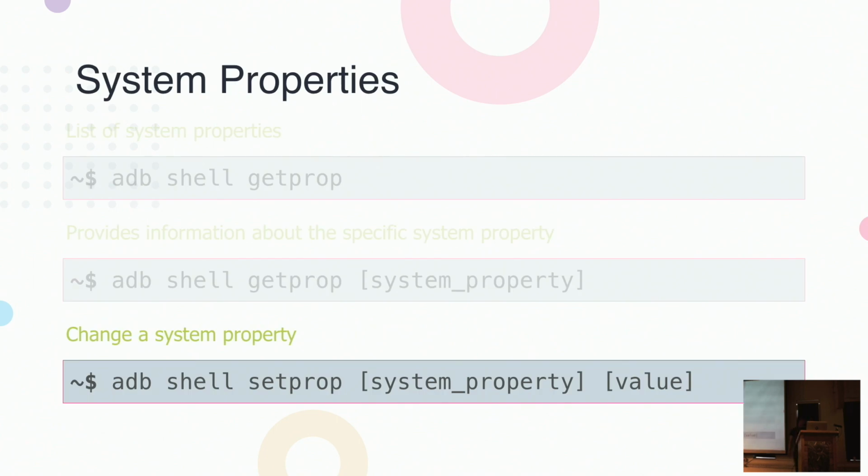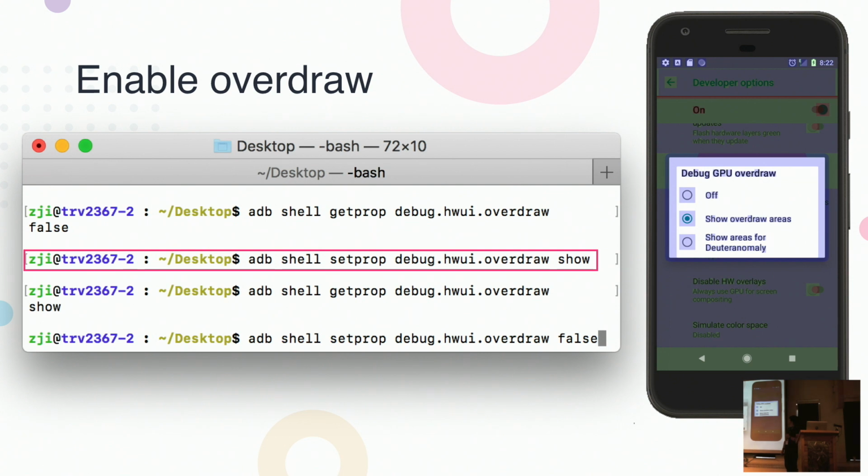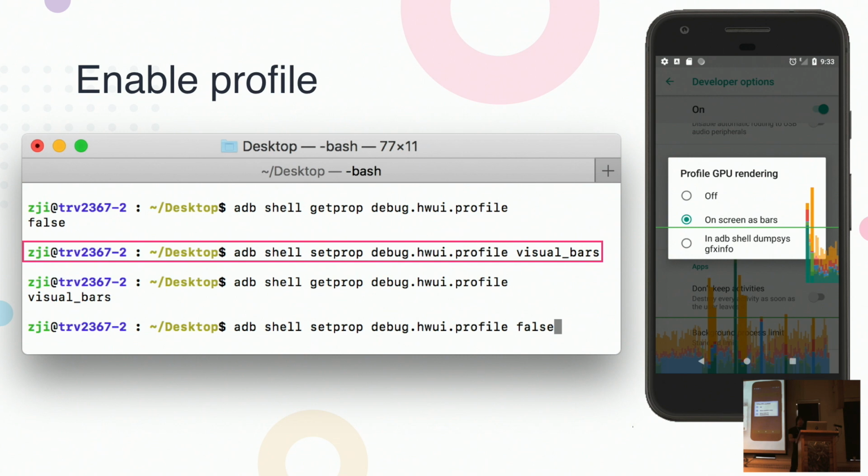The next command is that you can also set the property. So it's just adb shell setprop, the system property, and the system property is the same as I explained before, and the value. One use for this command is to enable the overdraw. It's super annoying to go into the settings screen and enable it. You can just execute the command and it enables the overdraw for you. The same for profile.